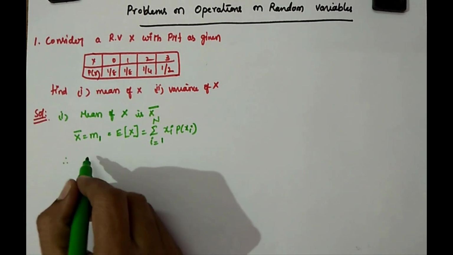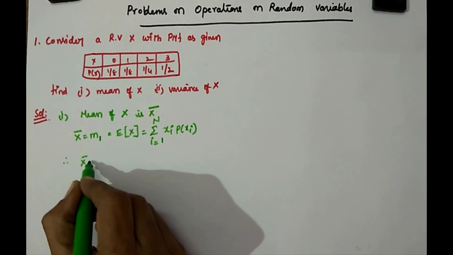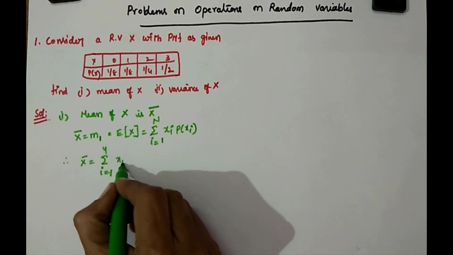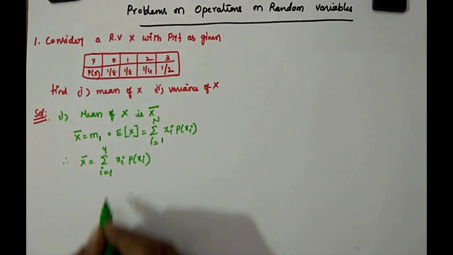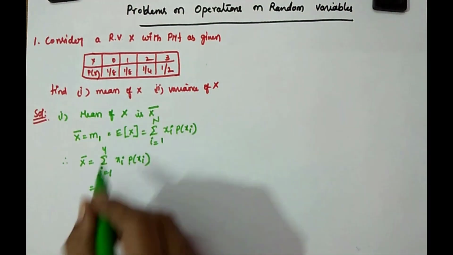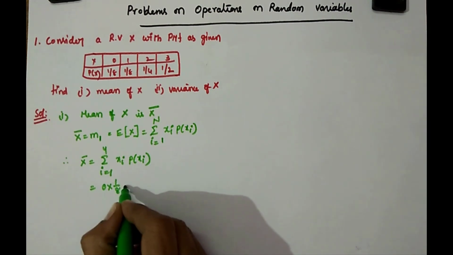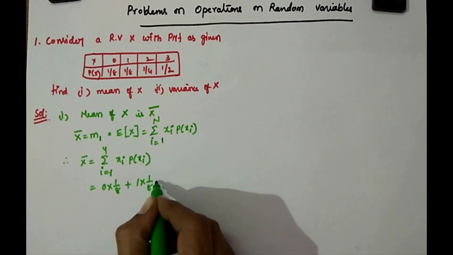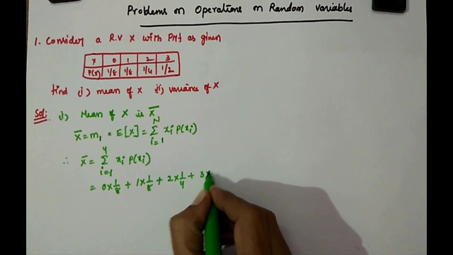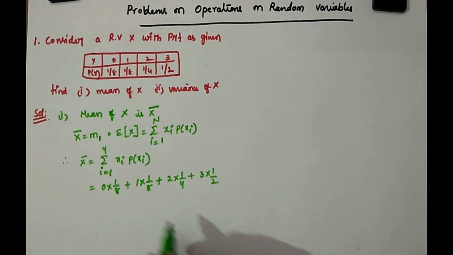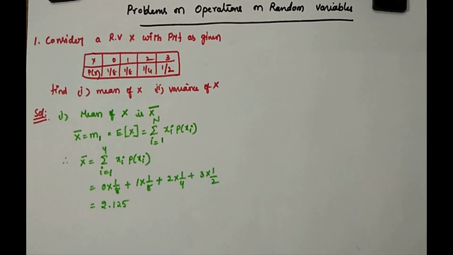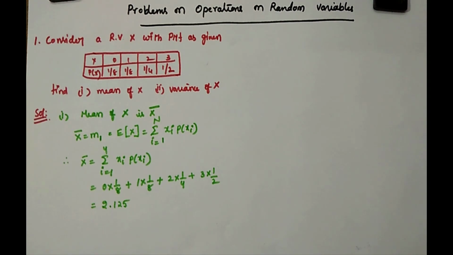4. Therefore, your mean x bar is equal to sigma i is from 1 to 4 xi into p of xi. So simply, xi here is 0 into 1 by 8. Next, 1 into 1 by 8 plus 2 into 1 by 4 plus 3 into 1 by 2. Okay. The answer is 2.125. So this is the mean value of x.